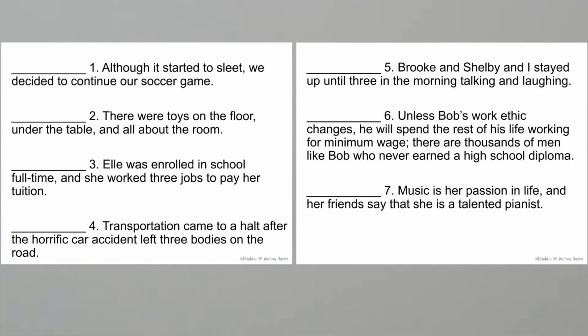All right, class, let's see how we did. Let's look at sentence number 1. It says, although it started to sleet, we decided to continue our soccer game. That sentence is a complex sentence. And I know that because I see the word although, which I know is a subordinating conjunction. Let's look at number 2. There were toys on the floor, under the table, and all about the room. Now that sentence, even though it's long, is a simple sentence.